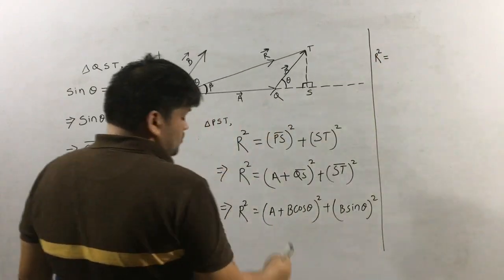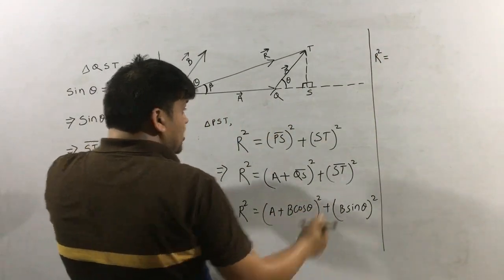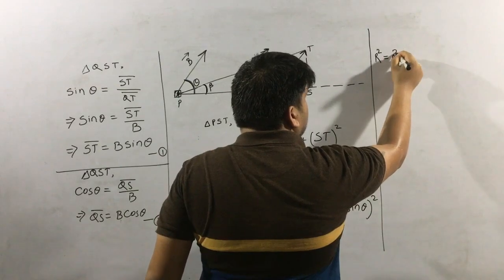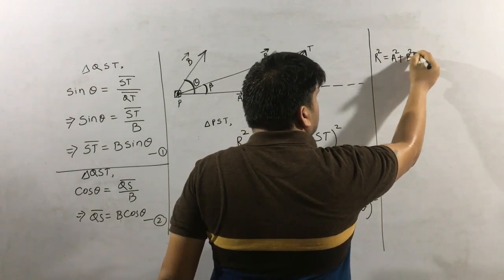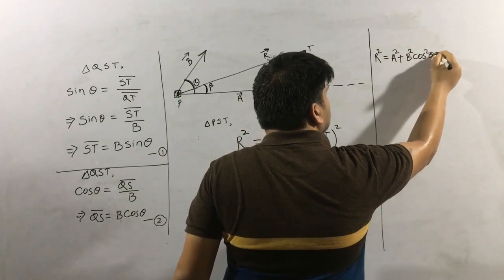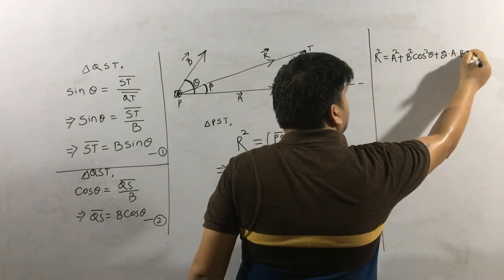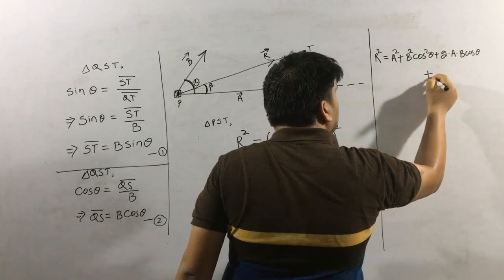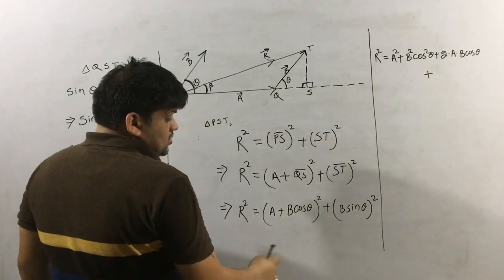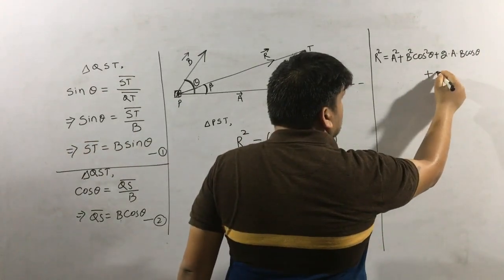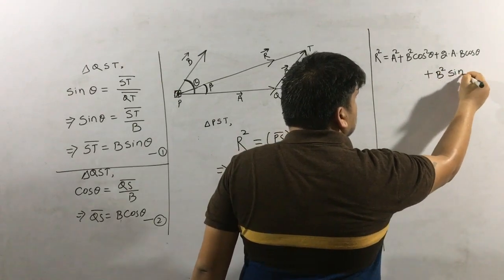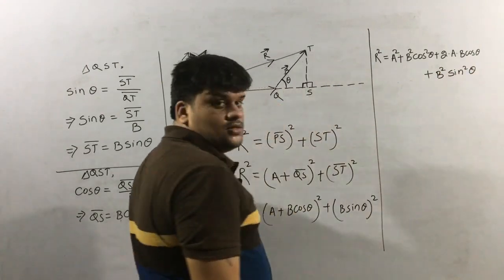R square equal to, this is the (A plus B) whole square formula. If you use it, it will be A square plus B square cos square theta plus 2 into A into B cos theta plus B square sin square theta.